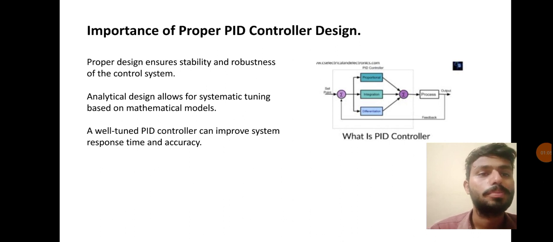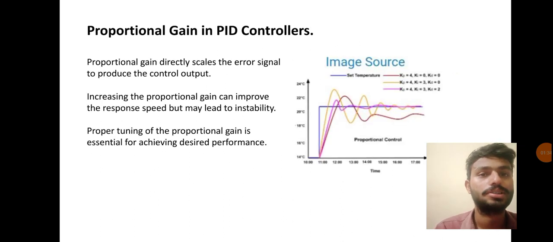Importance of proper PID controller design. Proper design ensures stability and robustness of the control system. Analytical design allows for systematic tuning based on mathematical models. A well-tuned PID controller can improve system response time and accuracy, giving a quick response and good accuracy.